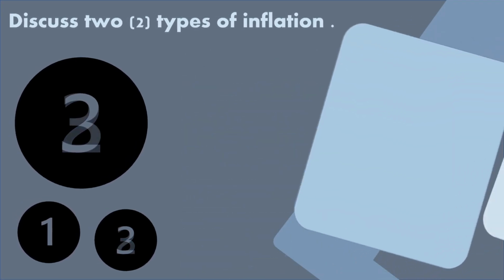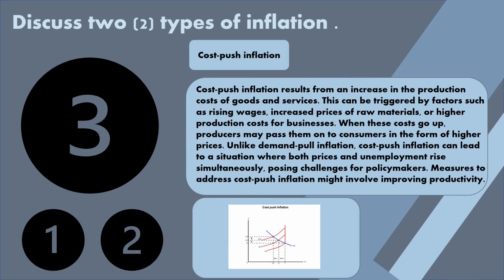Number 2, cost push inflation. Cost push inflation results from an increase in the production cost of goods and services. This can be triggered by factors such as rising wages, increased price of raw materials, or higher production costs for businesses. When these costs go up, producers may pass them on to consumers in the form of higher prices.